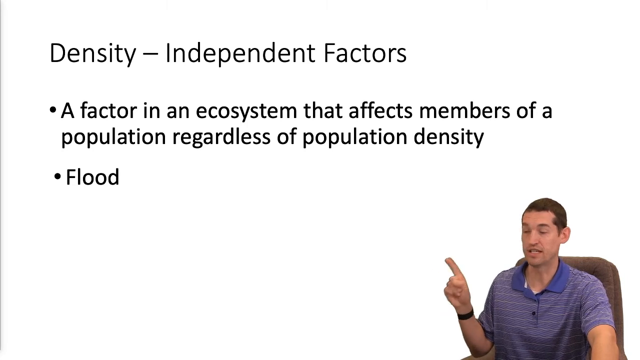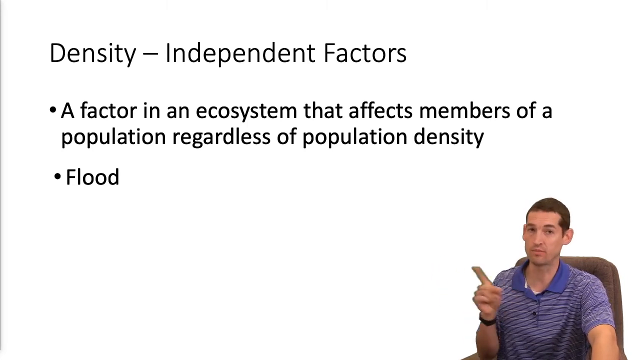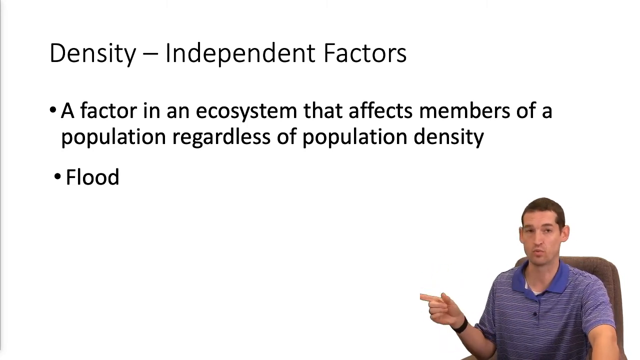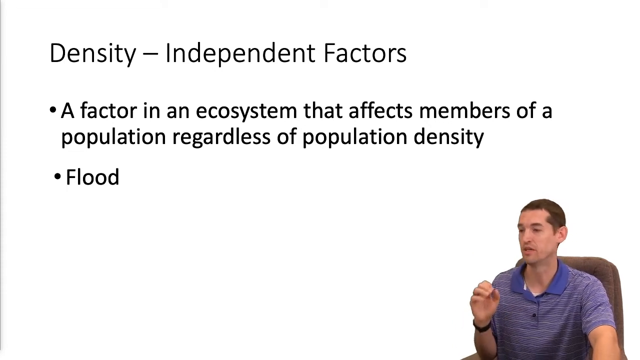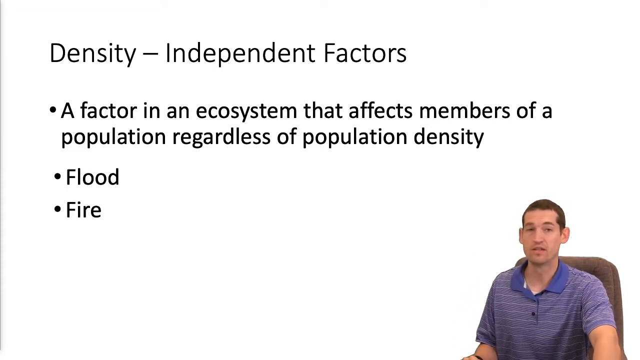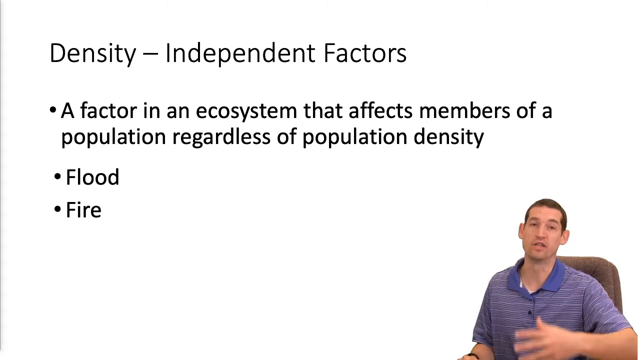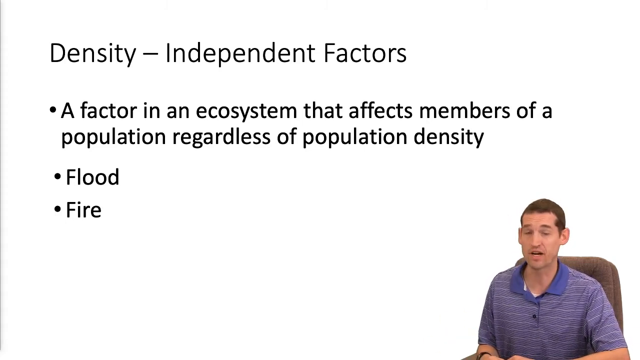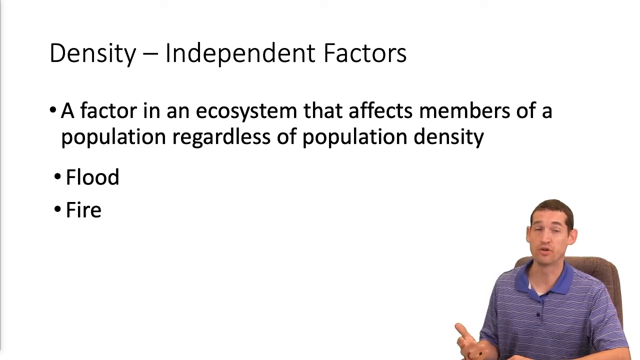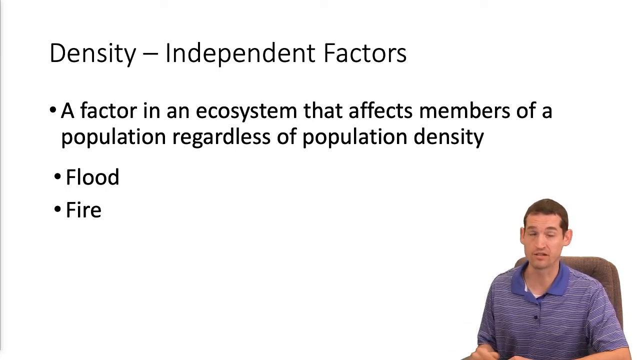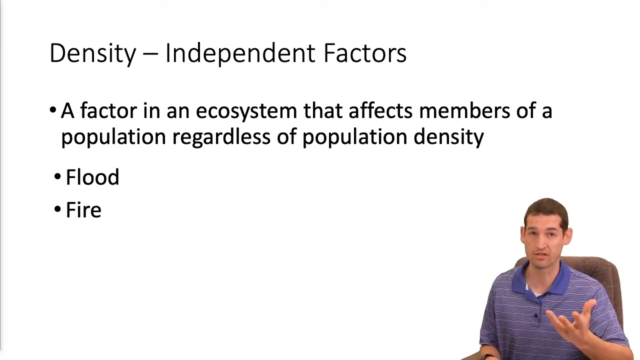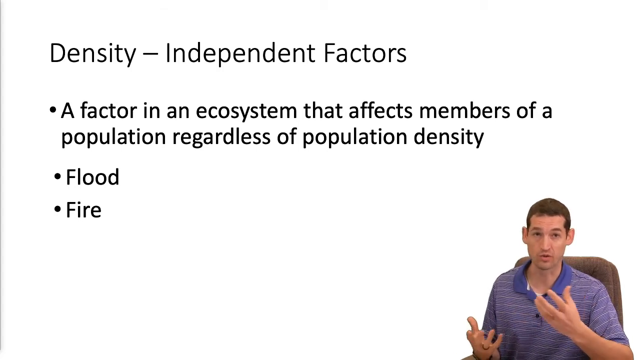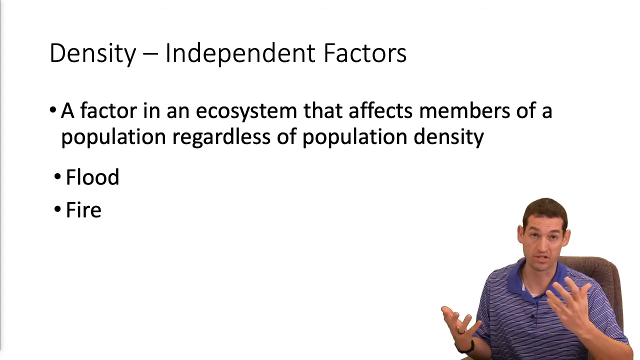The flood, if it's already happening, won't be any better or any worse if there's 1 person or if there's 1,000 people. It stays the same. The same roughly with a fire, other than if you have more houses, there may be more to burn. But the fire isn't going to burn the forest any different if there's 1 deer in the forest or if there's 1,000 deer in the forest. The fire is just going to burn because it's going to burn.